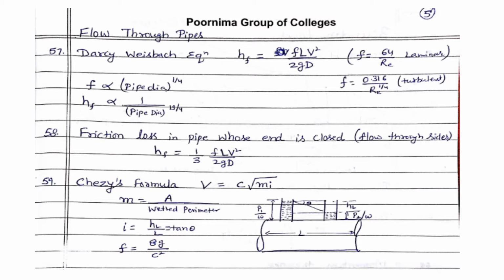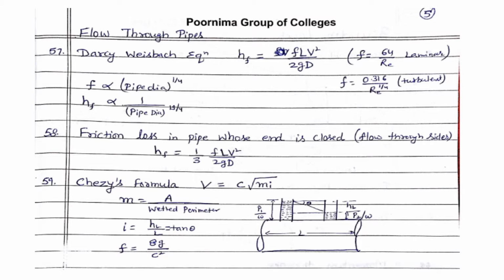So in this case, the head loss is determined with the help of the Darcy-Weisbach equation or the Chezy's equation. The Darcy-Weisbach equation is hf = 4fLV²/2gD. In some places you can find it as f instead of 4f. In case of laminar flow, this coefficient of friction is equal to 64/Re. But if 4f is used, then it will become 16/Re for laminar flow.